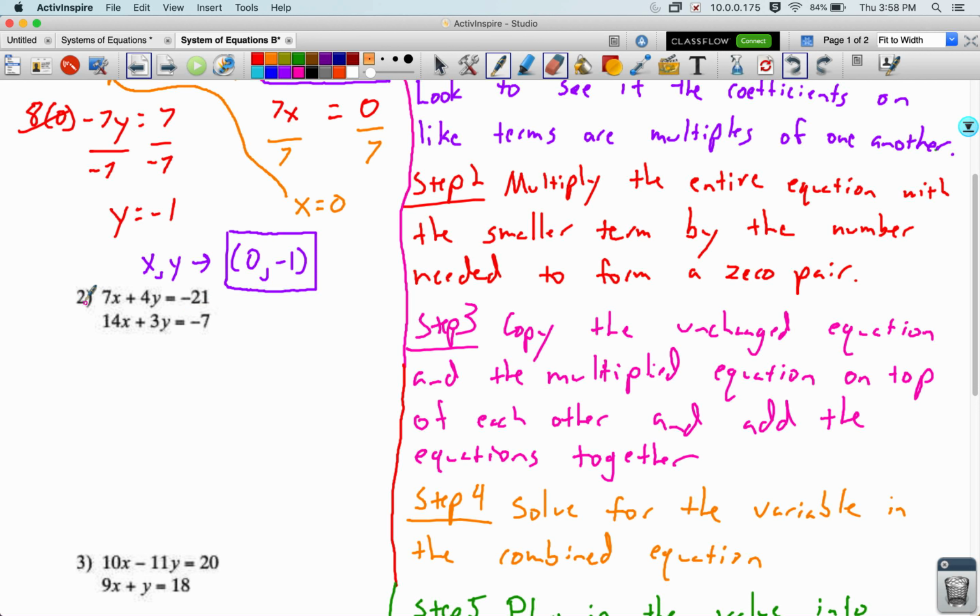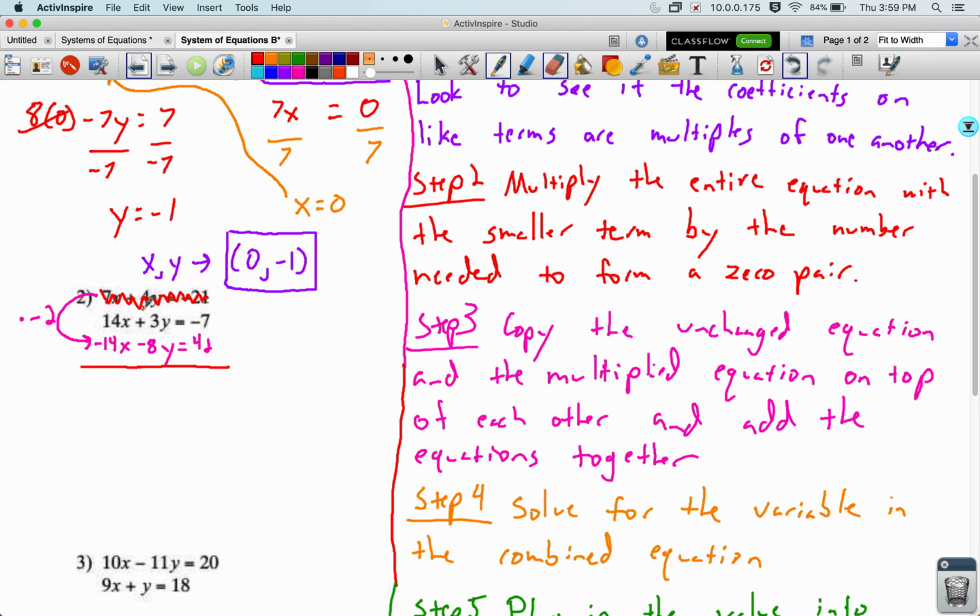So here's something we can do with this one. Instead of copying down this equation off to the side, I'm going to copy this equation right underneath this one. But I need to form a zero pair. The zero pair of 14 is a negative 14. I get that from a 7 by multiplying by negative 2. So I'm going to multiply every term by negative 2. So I get a negative 14x, a negative 8y, and a positive 42. Negative 21 times negative 2 equals a positive 42. Now this equation has been changed, so I can even cross it out.